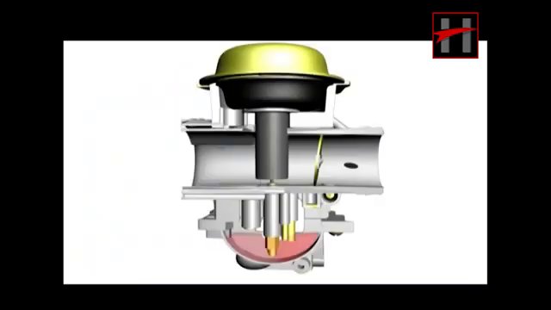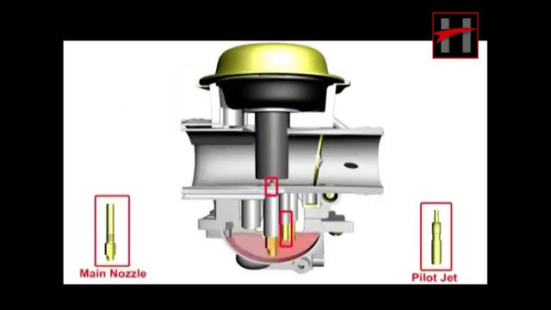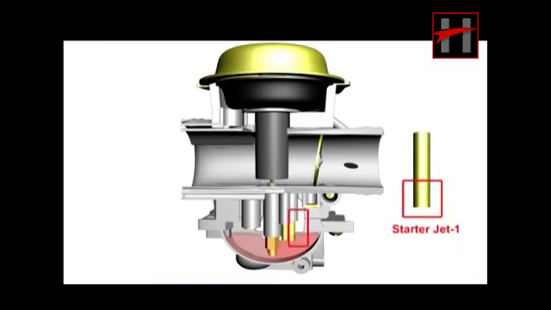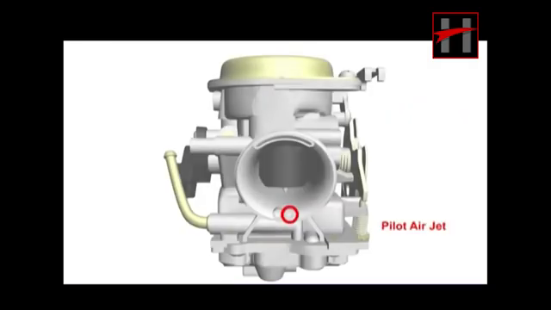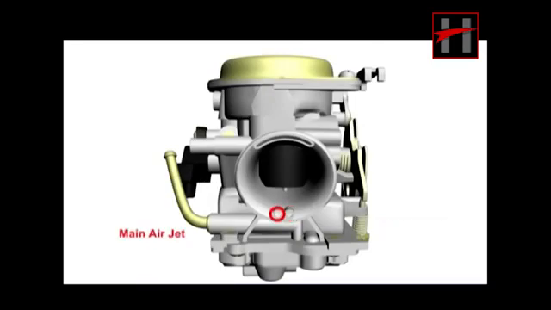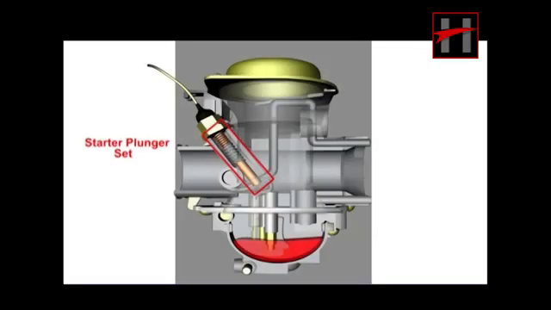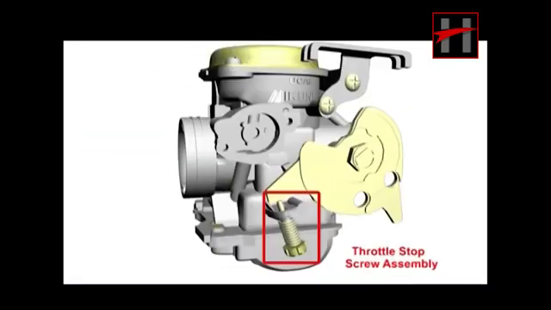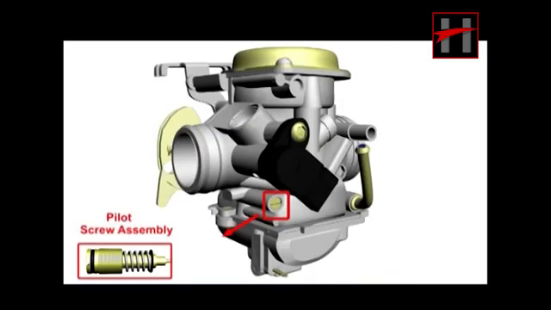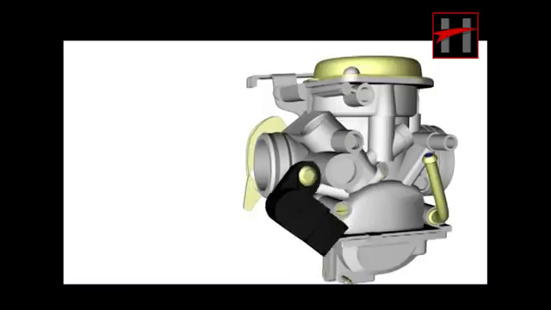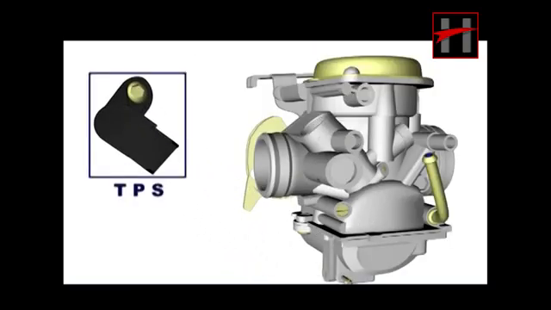chamber gasket, pilot jet, main nozzle, starter jet 1, starter jet 2, pilot air jet, main air jet, butterfly slide, starter plunger set, throttle stop screw assembly, pilot screw assembly, and throttle position sensor.